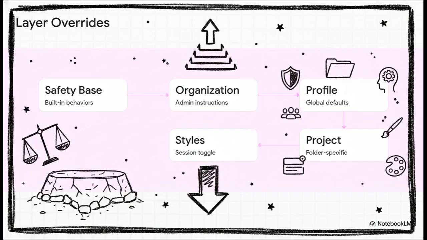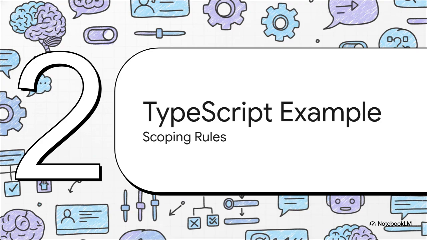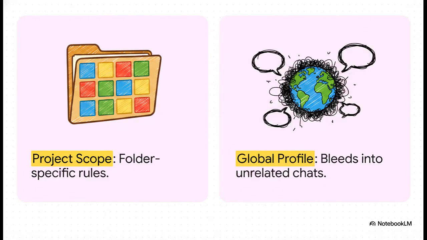To really visualize this, let's look at a TypeScript example to understand scoping rules for maximum efficiency. Imagine you're a developer reviewing daily pull requests for a really strict TypeScript codebase. Instead of copying and pasting your coding standards every single time, you can drop your ESLint conventions and type requirements directly into a project scope. Why? Because this prevents those highly technical coding rules from bleeding over into your unrelated, everyday chats. It keeps things cleanly separated.